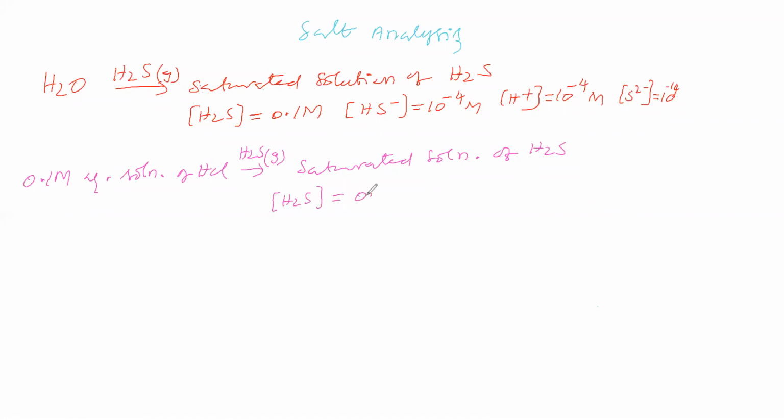The concentration of H2S we have seen is 0.1 molar. The concentration of H plus we found as 0.1 molar. The concentration of HS minus we found as 10 to the power of minus 7 molar, and the concentration of sulfide we got as 10 to the power of minus 20 molar. The concentration of different species we got like this.